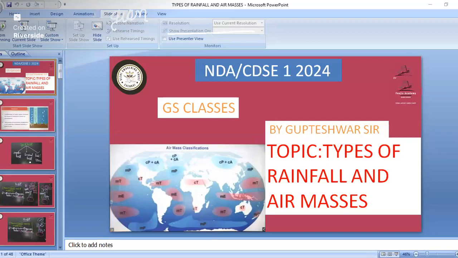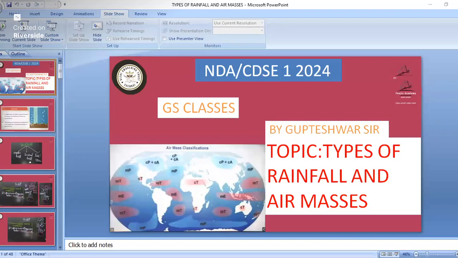Lapse rate low means what? As you go up, the temperature decrease should also be less. So what will happen? In that case, cold air mass formation takes place, and the warm air mass. When the cold air mass reaches other areas, it brings down the temperature of that area also.